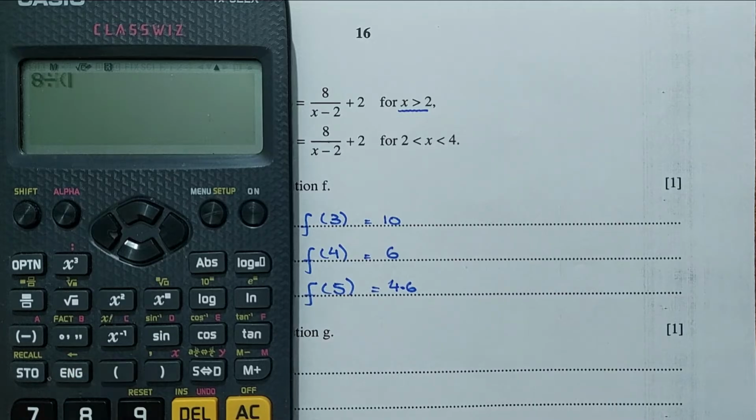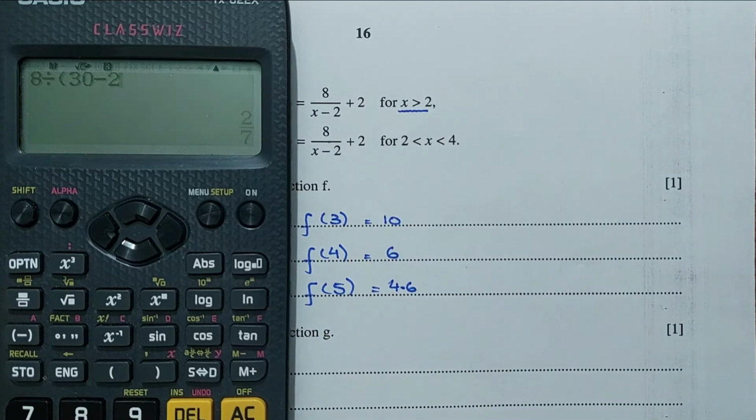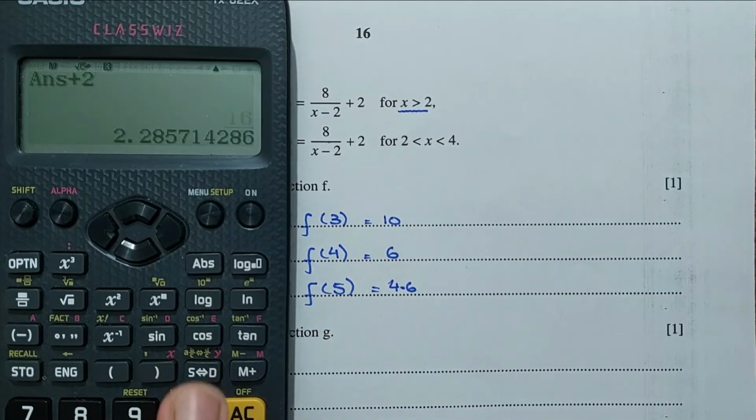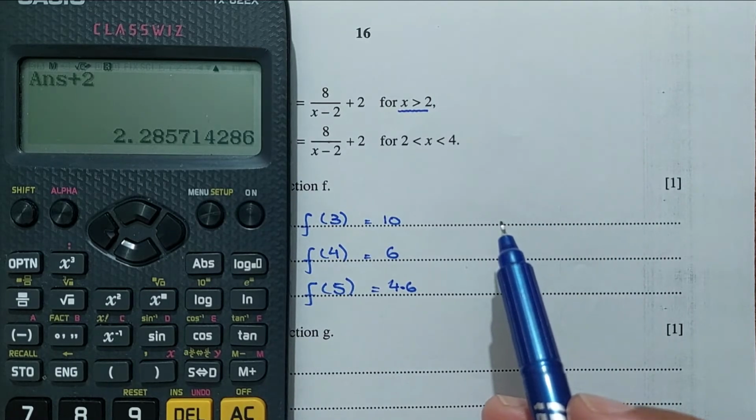So 8 divided by (20 minus 2) plus 2 is 2.4. Let me take 30: 8 divided by (30 minus 2) plus 2, this is 2.2. So as you can see, for 10 we get 3, for 20 we get 2.4, and for 30, 2.2.